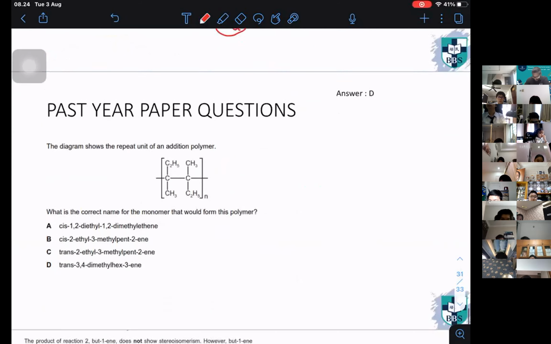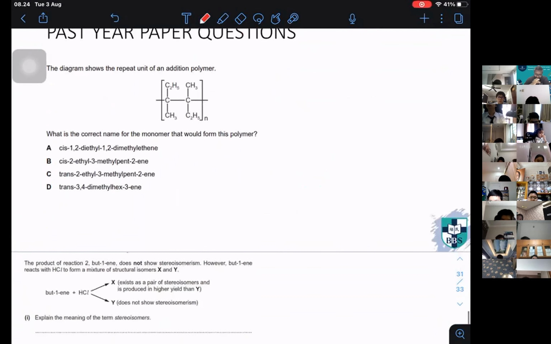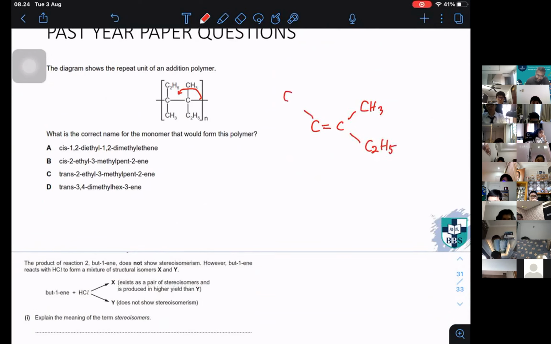Now, if you go further, the diagram shows a repeat unit of an addition polymer. This one's quite simple. Bring in the double bond there. So it means now you will have C=C. You will have CH3 here, C2H5 here, C2H5 here, and CH3 here.